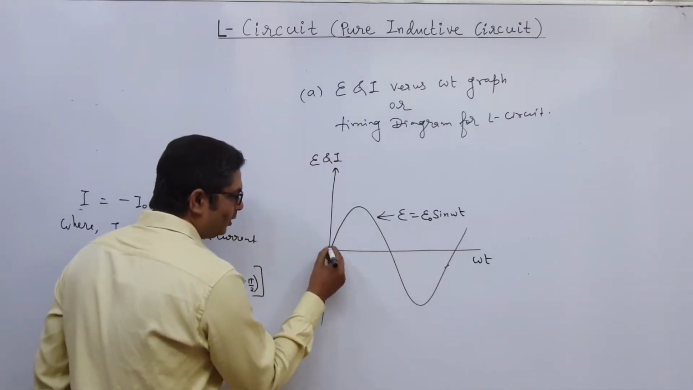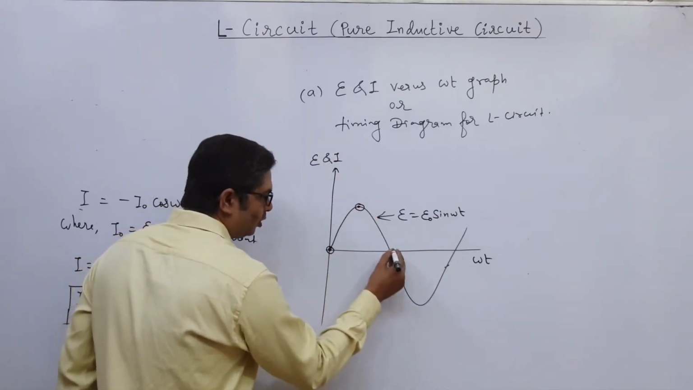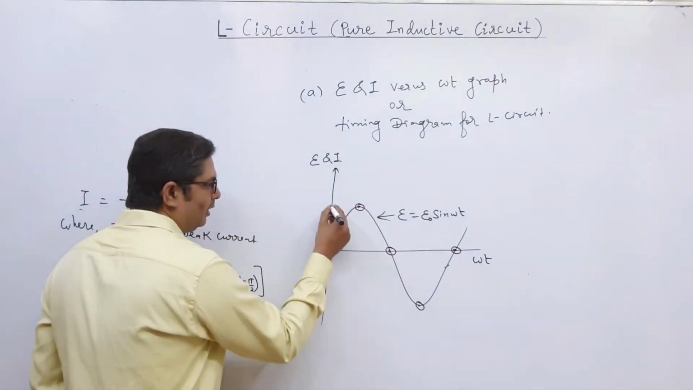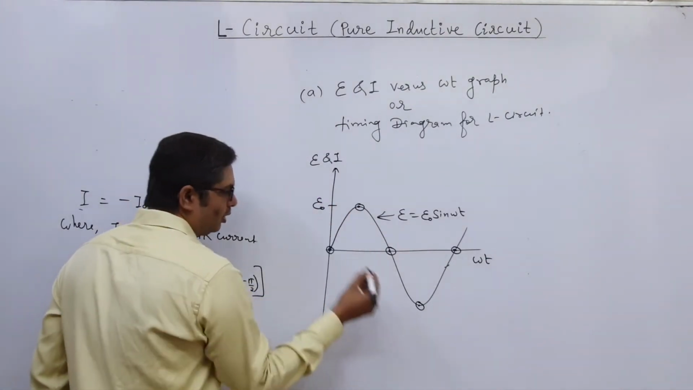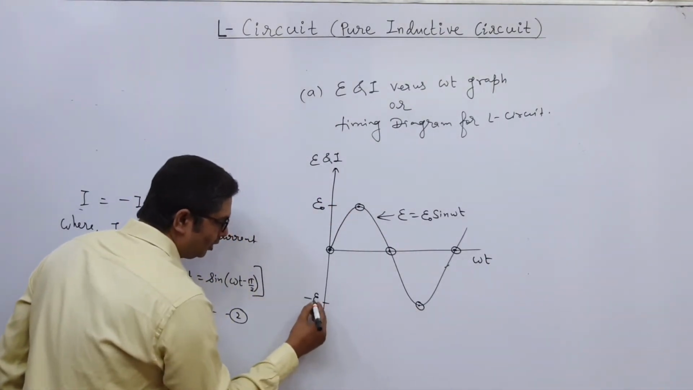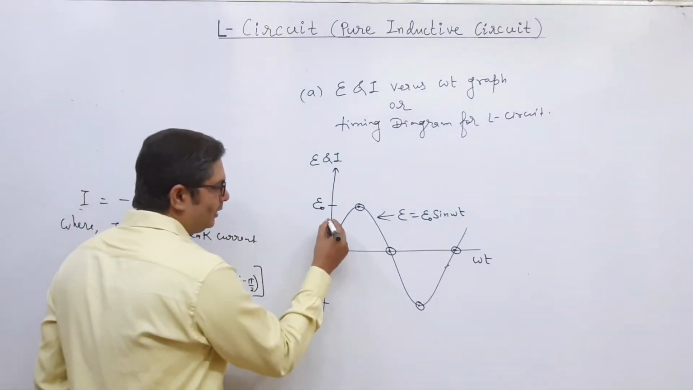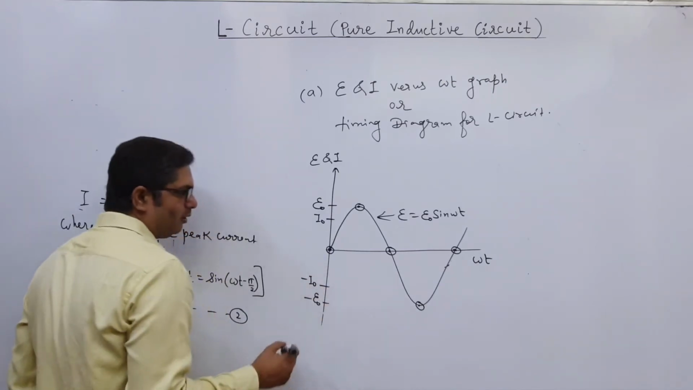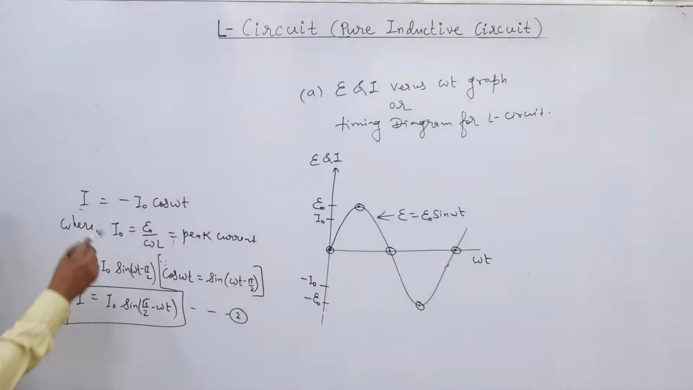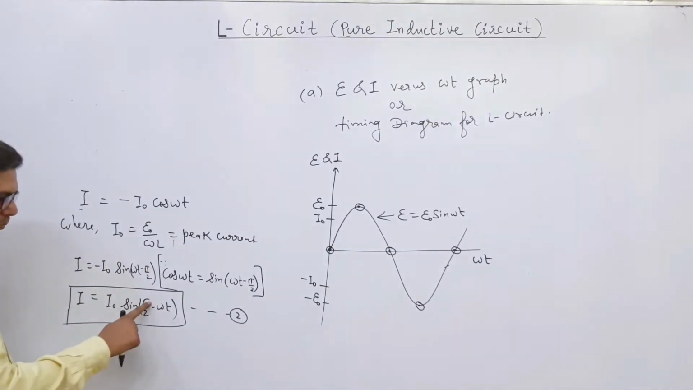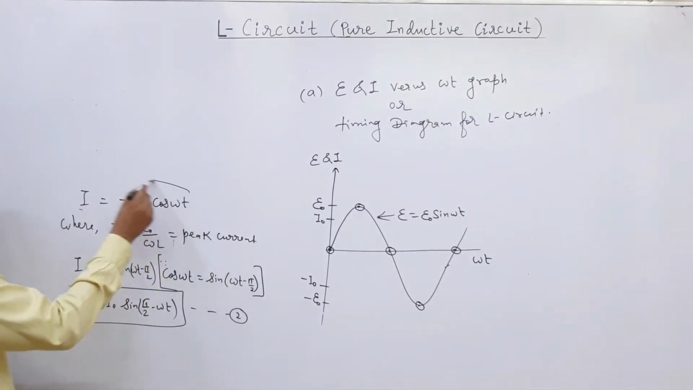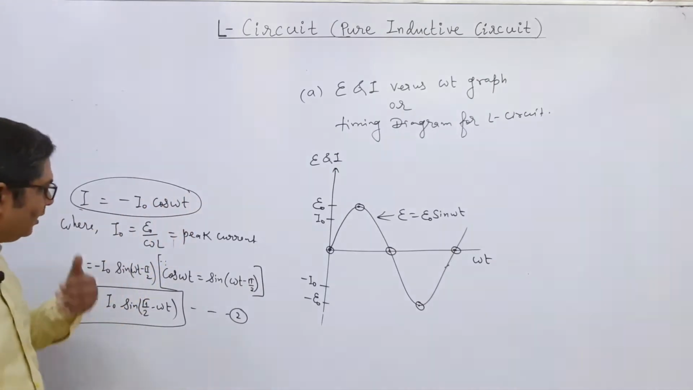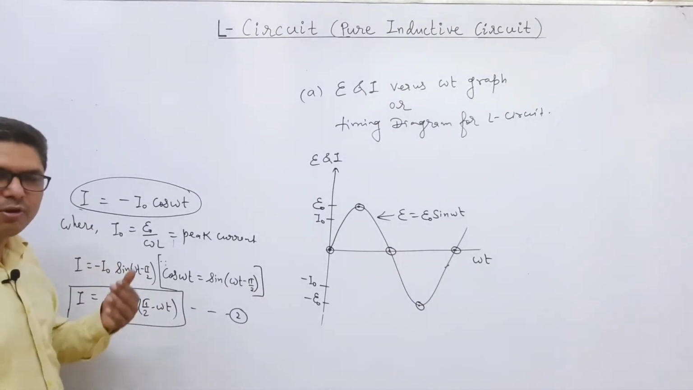Now this is the first point, second point, third point, fourth point and fifth point. This point indicates E naught and this point indicates minus E naught, the peak EMF. Let this be I naught, the peak current, and this side minus I naught, the peak current. So here you are saying that I equals I naught sin (pi by 2 minus omega t), which comes from the equation I equals minus I naught cos omega t. This means that current is a cos function from the negative side.